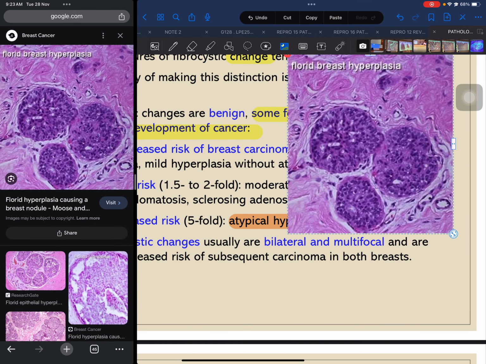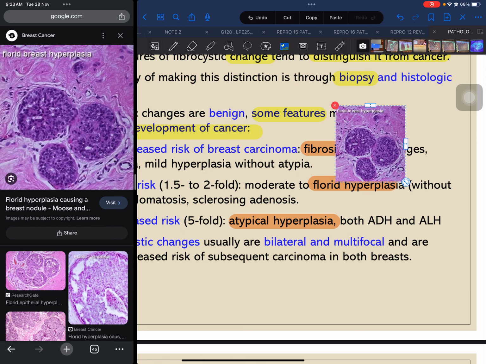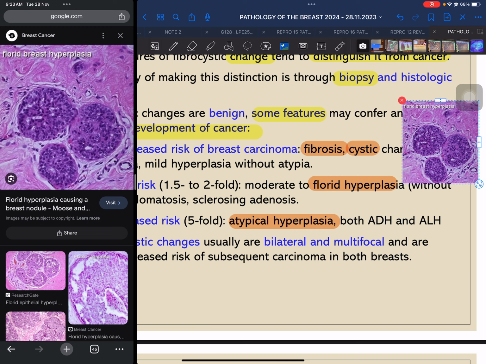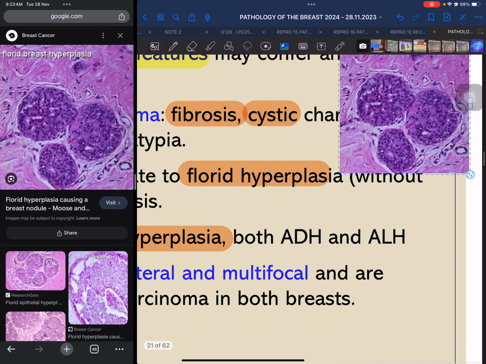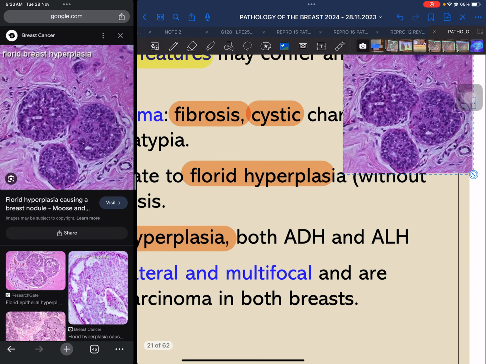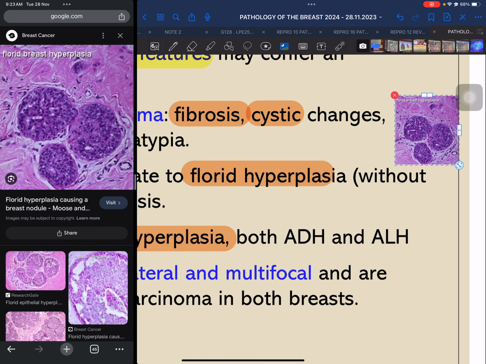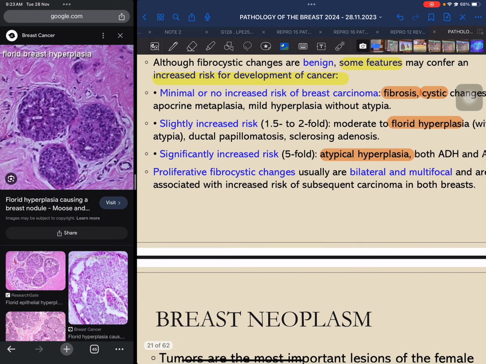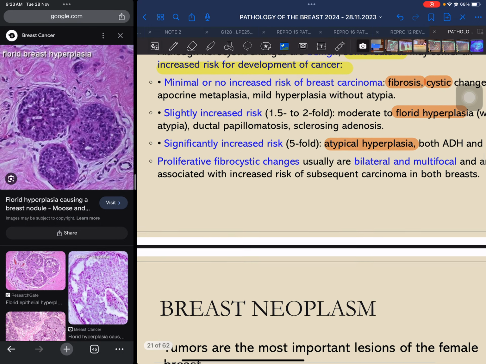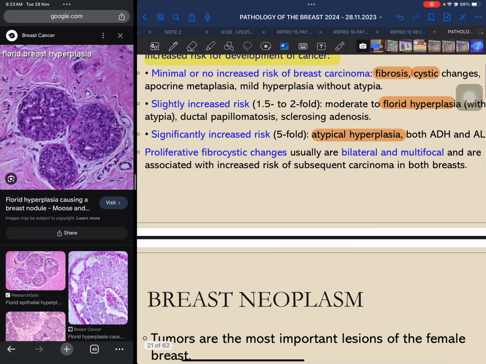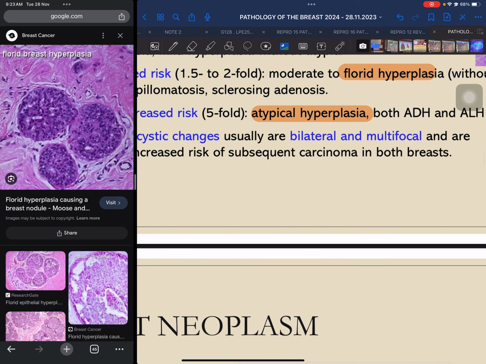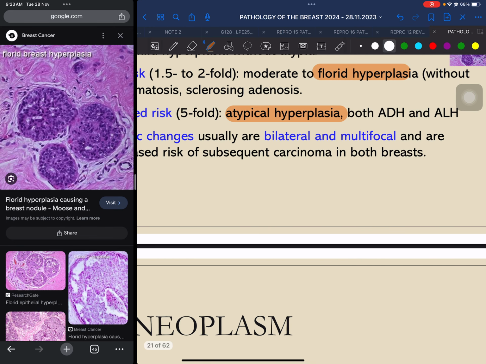Okay, breast neoplasm. This is a very important condition occurring in the breast. You have benign and you have malignant neoplasms, and the changes may arise from the epithelial component as well as the stromal component. The first one is fibroadenoma. This is the most common benign neoplasm of the breast.